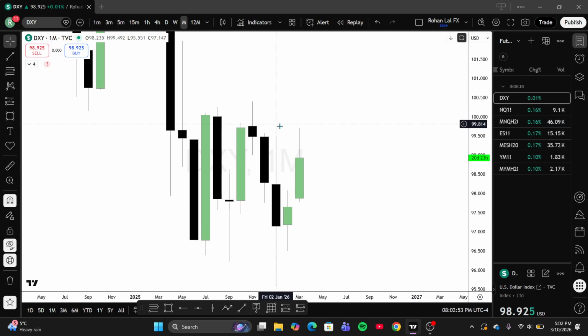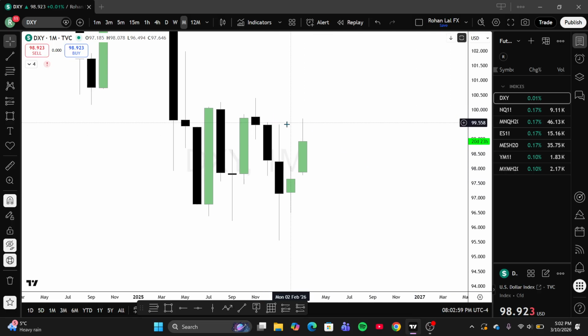We are also seeing January's monthly high getting raided here. So January's monthly high, previous monthly high, has now been raided here in March. We can also see the previous monthly high been raided here during the February session.